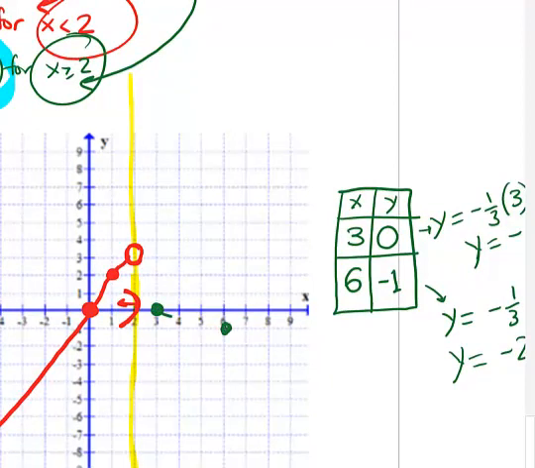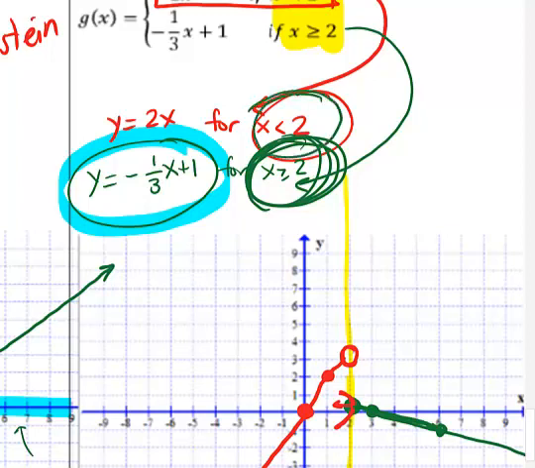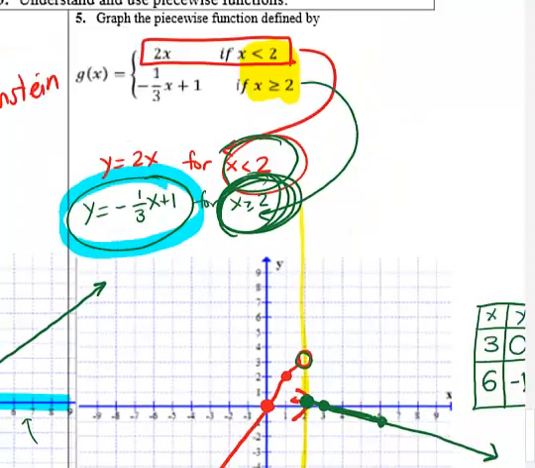Alright, I'm going to connect those dots and draw a line, but I cannot cross that yellow line. So I'm going to go to this guy. But this time I'm actually going to make a filled in circle on the yellow line, which is the border, because the cutoff point here was, we're saying x is greater than or equal to 2 for this line. For the green line, I can be equal to 2, but for the red line, I have to be strictly less than, and that's why we put an open circle.